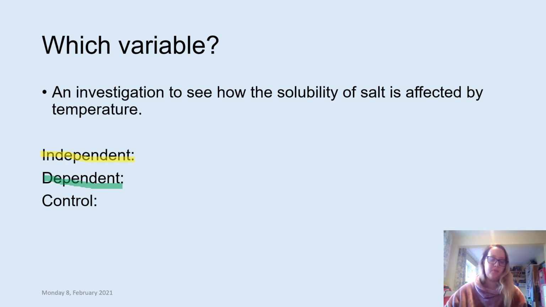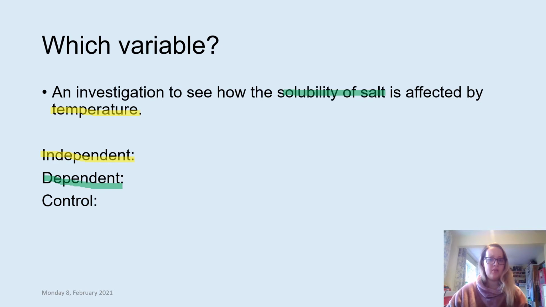Okay, so hopefully you have paused the video now and you have thought about which variable is which. Okay, so the investigation to see how the solubility of salt is affected by temperature. Let's start with the dependent variable, since this is the colour that I've got. The dependent variable is the variable that you measure, and the independent one is the one that you change. So the one that you're measuring is the solubility of salt, and then the one that you change is the temperature.